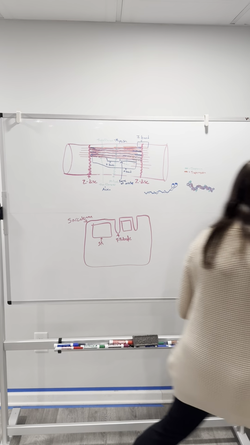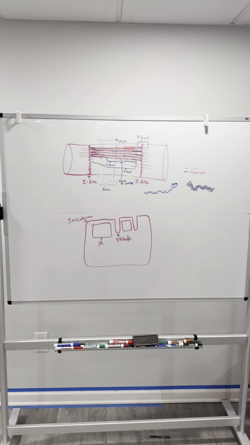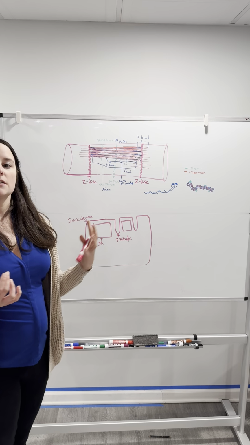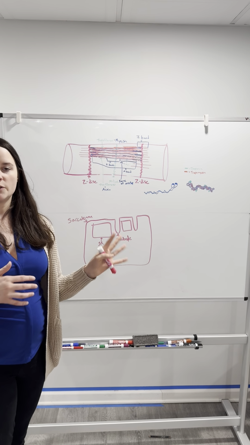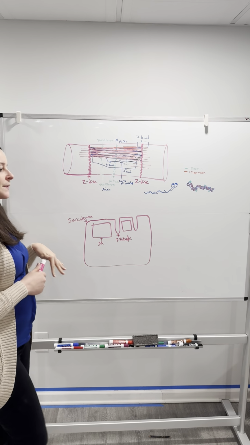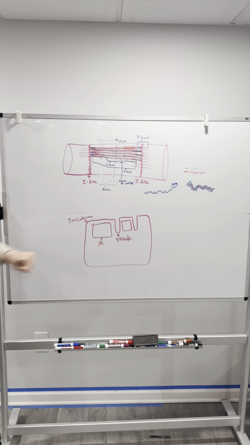Let's get into how this shortens. How does a muscle contract? So first we need an action potential. This is a signal from a nerve or a neuron that tells the muscle to contract. Again, this is known as an action potential.